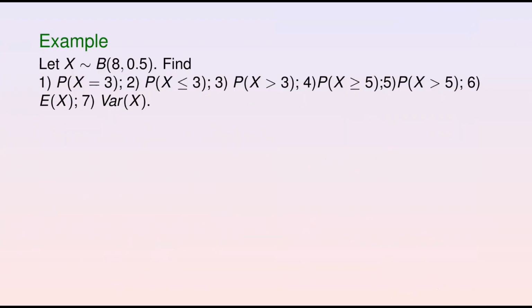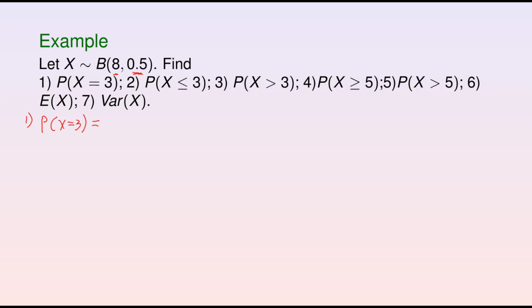Here n equals 8 and p equals 0.5. That's like flipping a fair coin 8 times, and x is the number of heads. So what is the probability that we got 3 heads, P(x equals 3)?